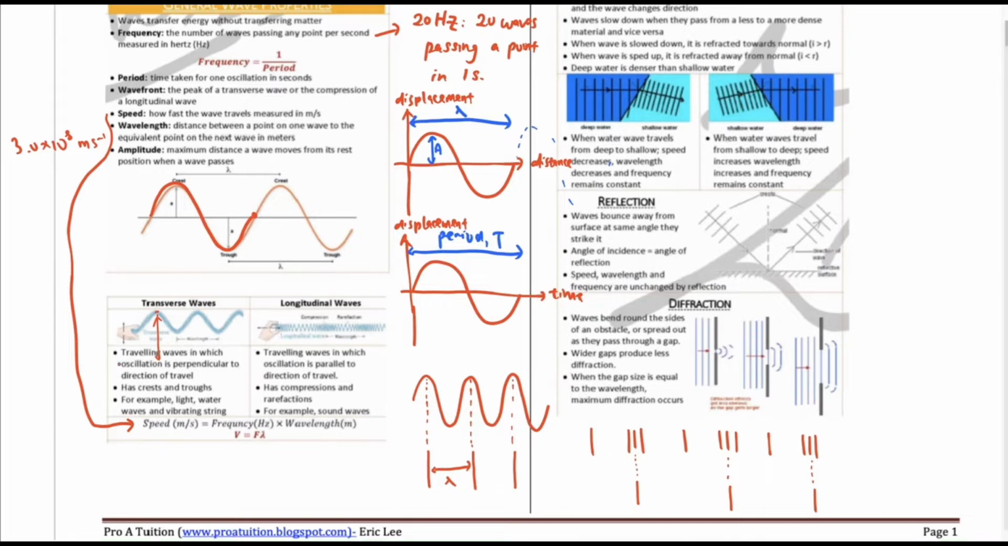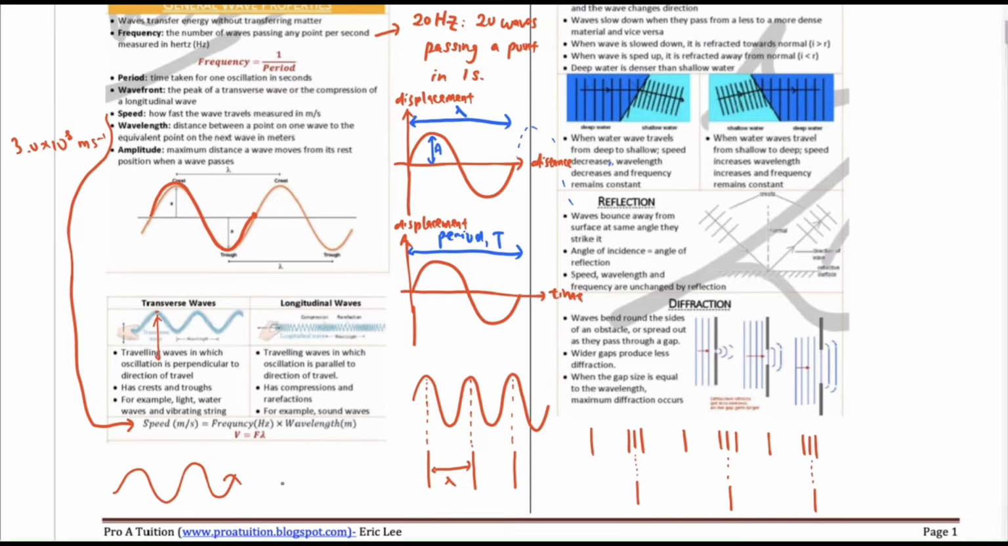So let's see how they put it in words. A traveling wave in which oscillation is perpendicular to the direction of travel. So remember the terms used. What moves up and down is the oscillation. Oscillation is up and down, it's vertical. Direction of travel is going forward, to the right in our case. So for example, water wave, water wave from the seaside. The water goes in front.